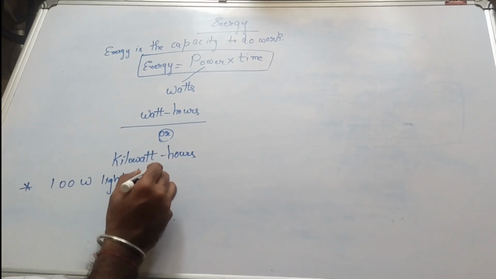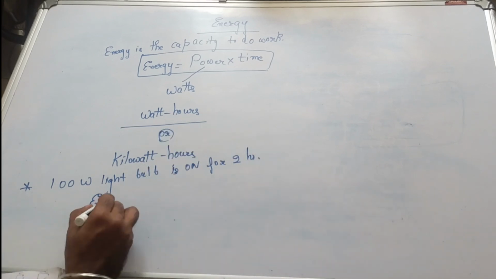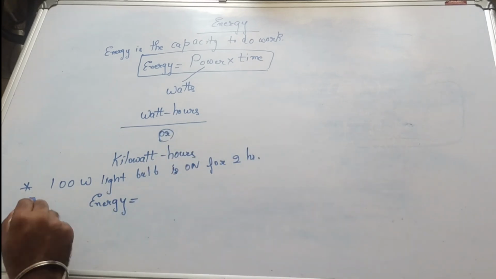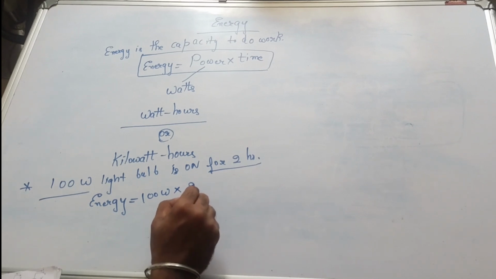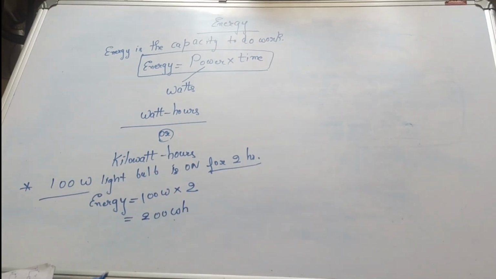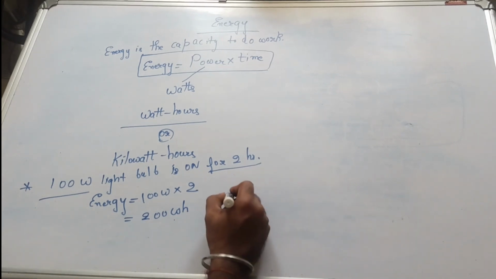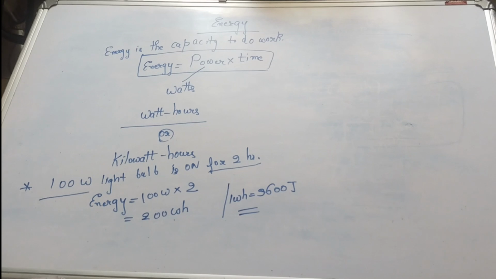Here is an example. A 100 watt light bulb is on for 2 hours. Then energy is power into time. Power 100 watt, time 2. Always take time in hours. Then it becomes 200 watt hours. Also remember, 1 watt hour is equal to 3600 joules.